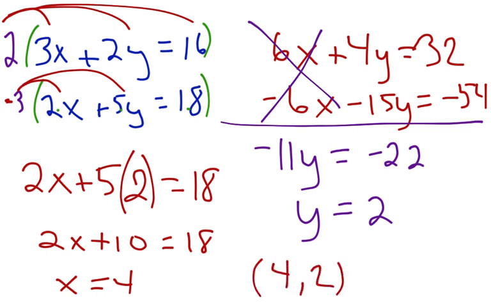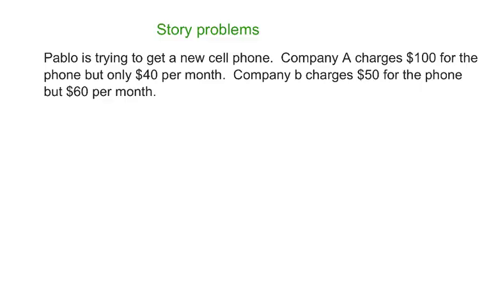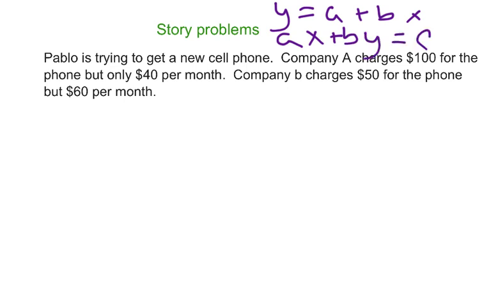Alright, next one. Okay, story problems. You need to look at the fact that right now we're doing linear systems, so you know that it's going to be a linear system. That means you can have 2 forms, either y equals a plus bx, or ax plus by equals c. So you're going to have one of these 2 types.